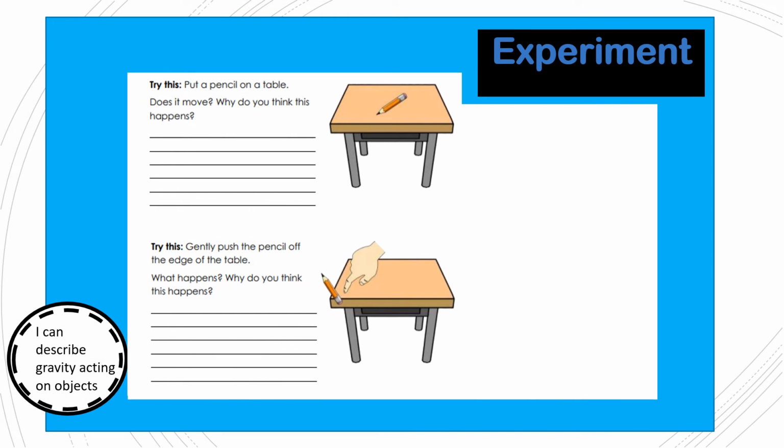Okay, so here's a little experiment you can try. You can put a pencil on the table. Does it move? Why do you think that happens? And then in the second picture, if you gently push the pencil off the edge of the table, what happens? And why do you think that happens? So I want y'all to try that at home. Get a pencil and put it on a table.